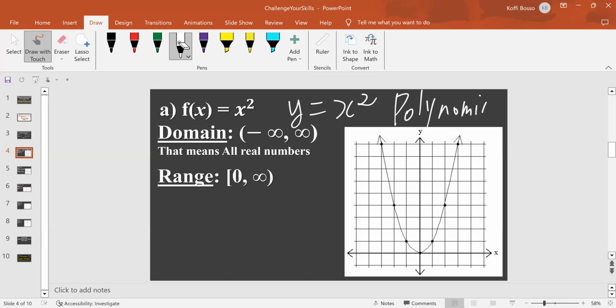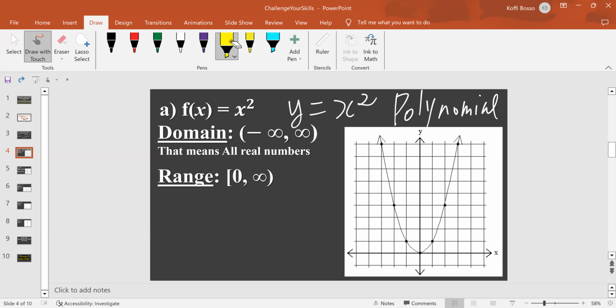As a polynomial, the domain is all real numbers. In interval notation, we write it like this: negative infinity, comma, infinity. This is telling you that we take a value and raise it to the second power. We can use any value and raise it to the second power. That's why the domain here is all real numbers.